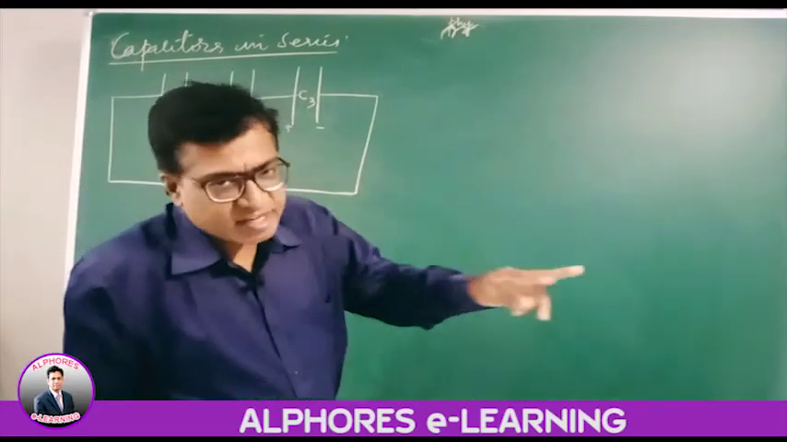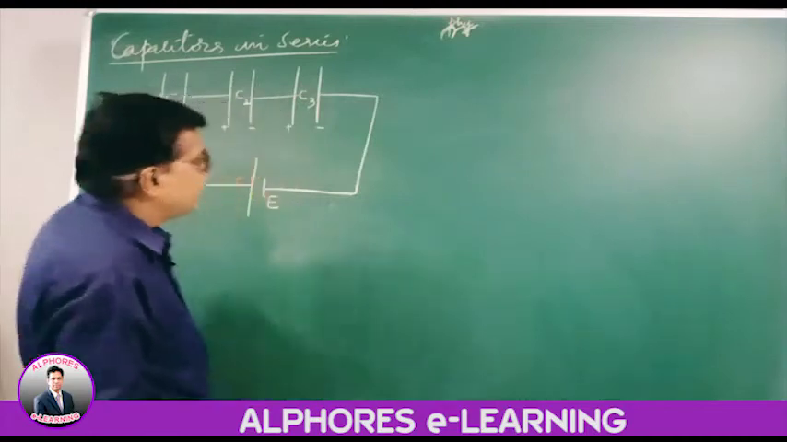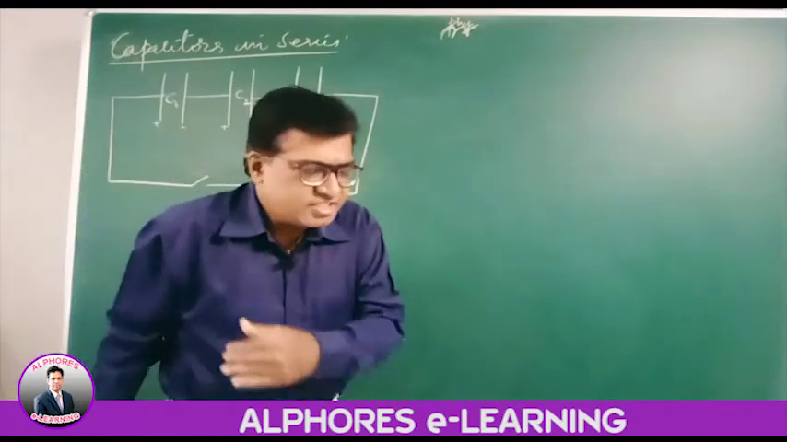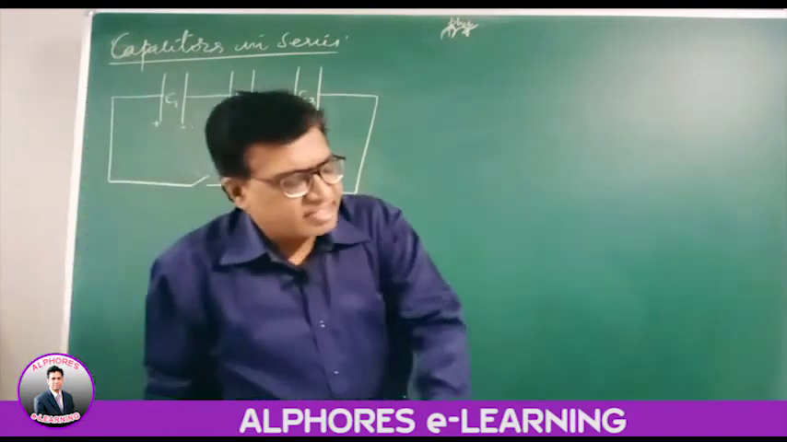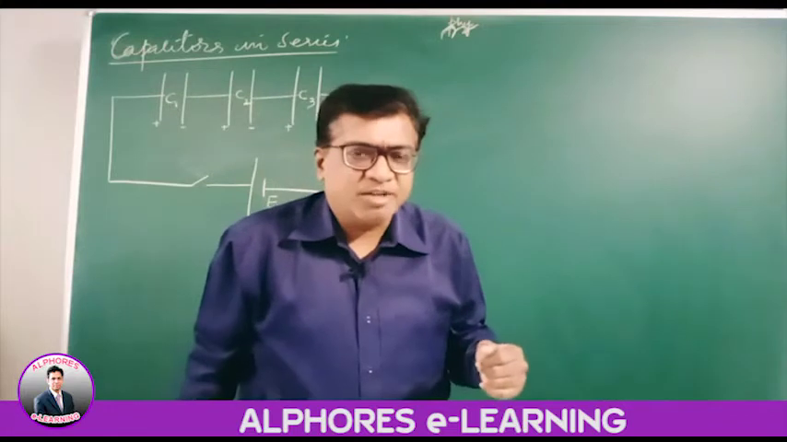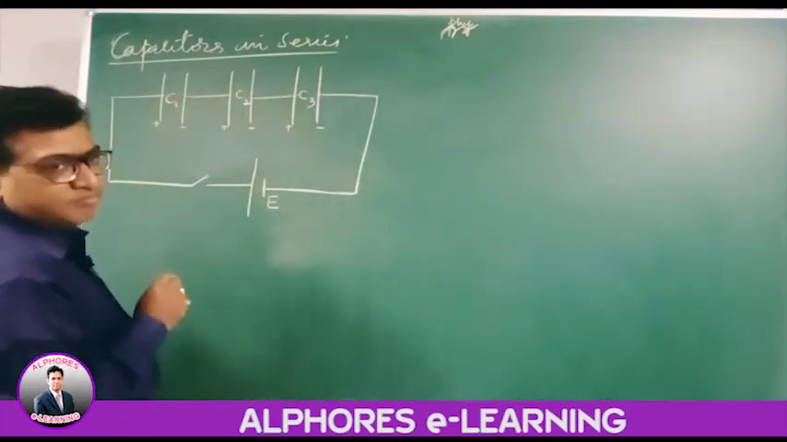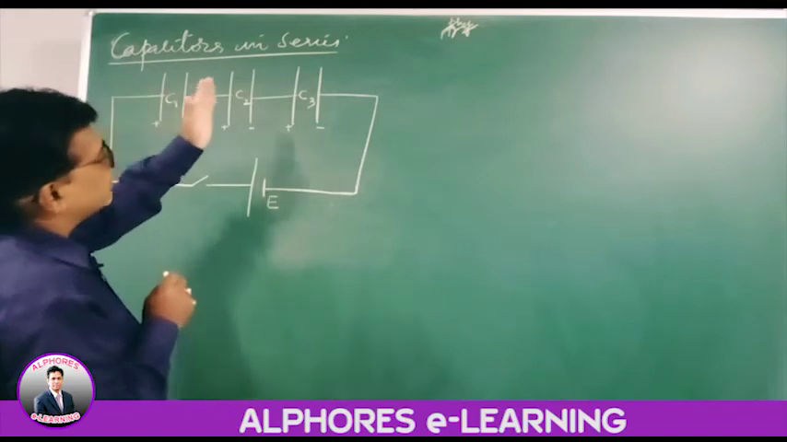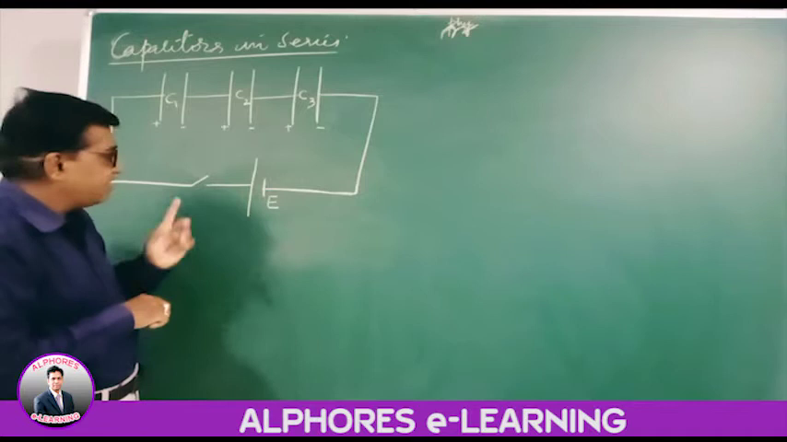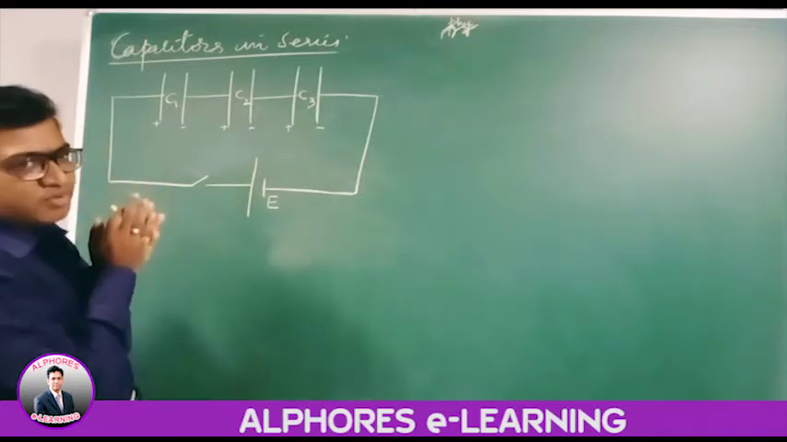In series, alternate terminals are joined, one connected to the other. When they are connected in series, they are arranged in a row, and the opposite terminals are put together. So in series, the opposite terminals are placed together. Then 3 capacitors C1, C2, C3 are connected in series to a source of EMF E with the help of a key. So the electrical circuit is like this.